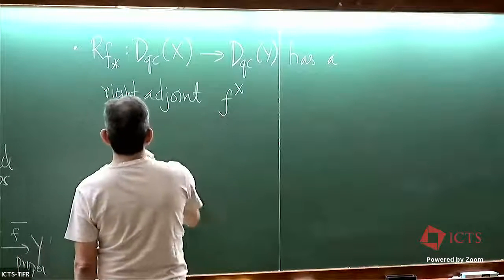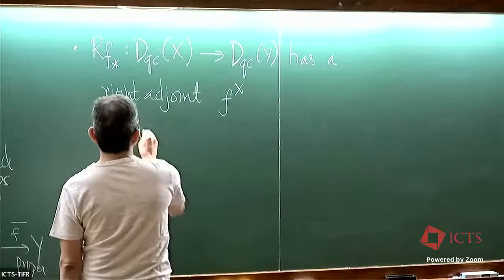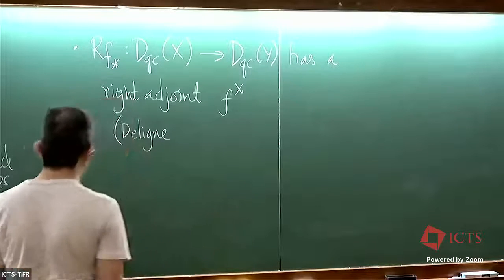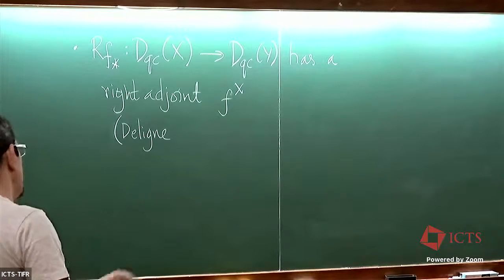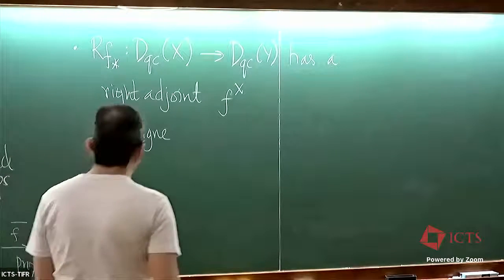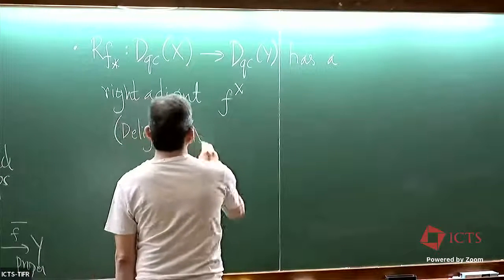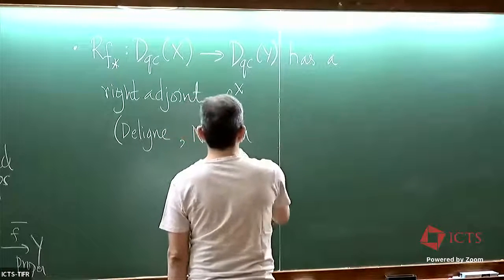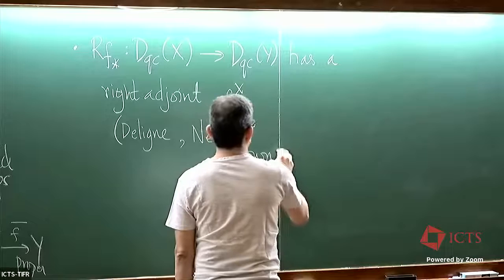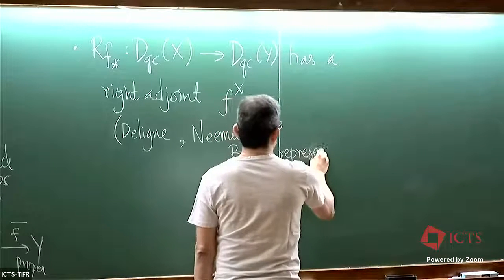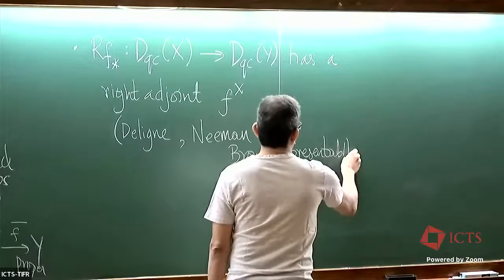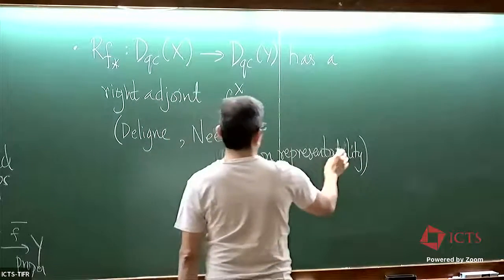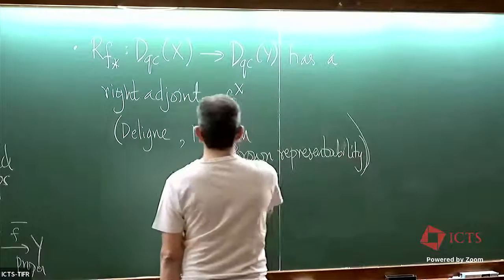Anyway, this was due to Deligne first. Deligne proved it using an argument which ultimately relies on the special adjoint functor theorem. Later, in the 90s, Neeman gave a different proof using Brown representability, and this has the advantage of being a little more general. This one is using Brown representability.